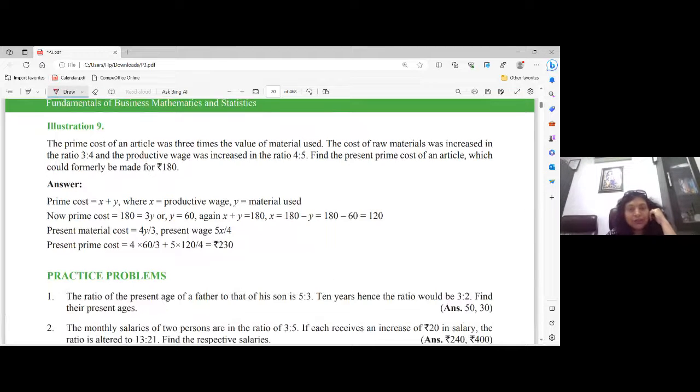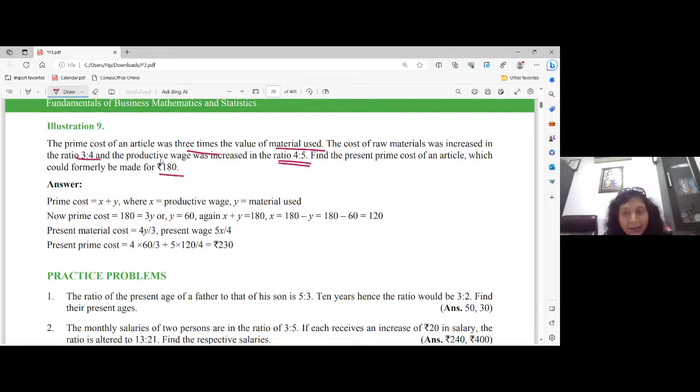So sometimes the question is asked in this way. The prime cost of an article was 3 times the value of material used. The cost of raw material was increased in the ratio 3 is to 4 and productive wages was increased in the ratio 4 is to 5. Find the prime cost of an article which could formerly be made for rupees 180.